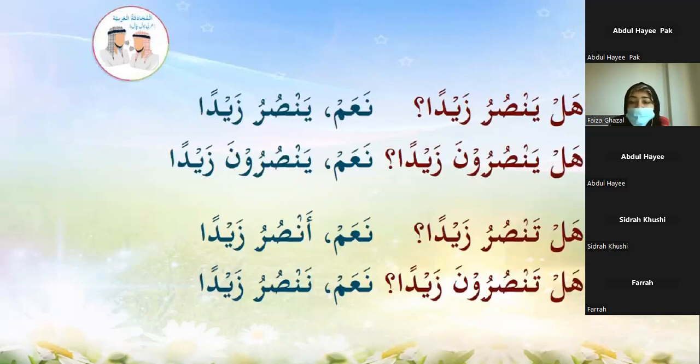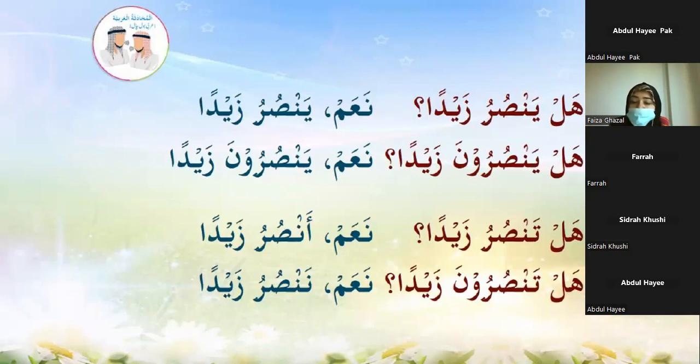Hal yansuru Zaidan? Anyone wants to answer? Naam yansuru Zaidan. The meaning for this, Sister Farah and all the participants, is: did he help Zaid? Zaid is the one who is being helped, and who is helping? Yansuru. We understand that he is already incorporated in Yansuru, the third person. So we ask, did he help Zaid? The action is being done on Zaid. So you said yes, Naam yansuru, he helped Zaid.